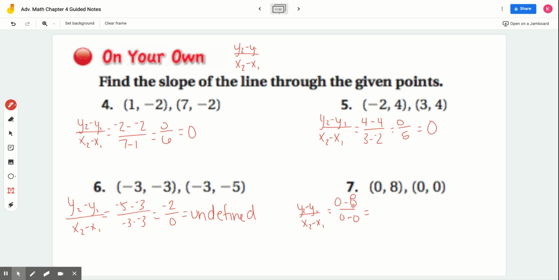Now, 0 minus 8 is -8. 0 minus 0 is 0. So again, the 0 in the denominator tells us that the slope is undefined.